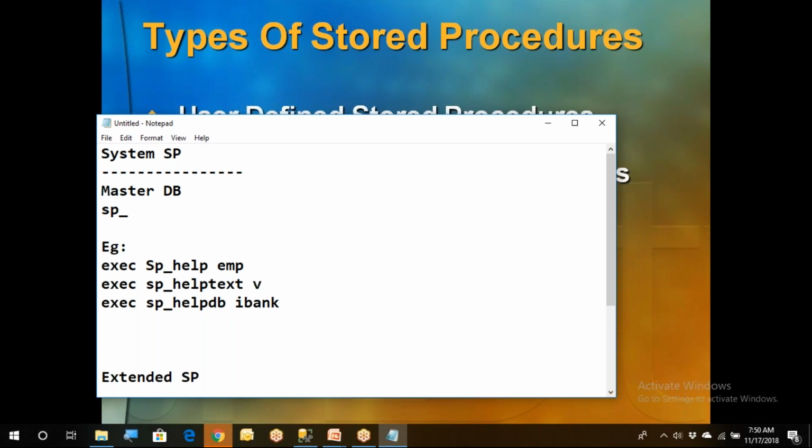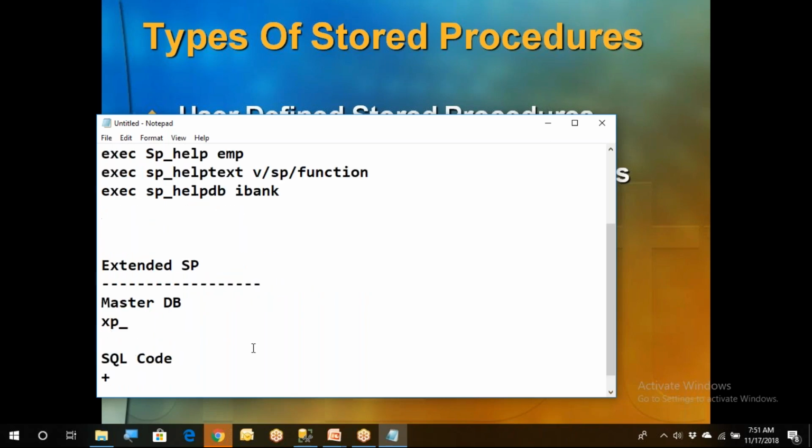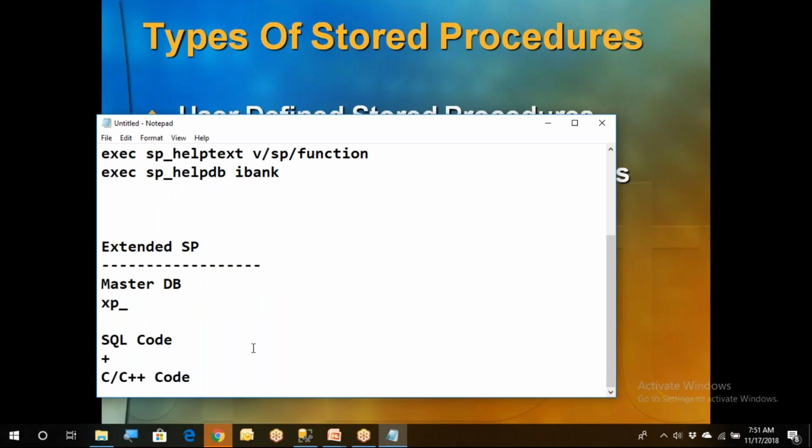You may have a view name or the stored proc name, or you may have a function name so that it can give you the complete code, right? So like that, knowingly, unknowingly, we were using all these things already. Now we can also have some more stored procs which are not purely SQL code. They are going to have C and C++ code. Okay, so these are going to be part of master DB, and master DB we already know.